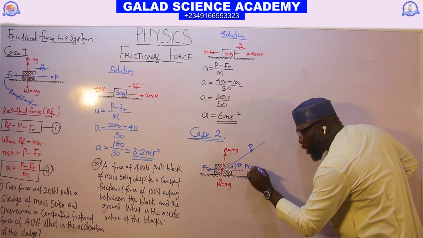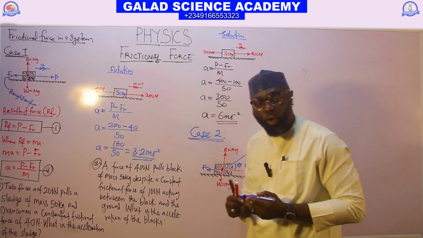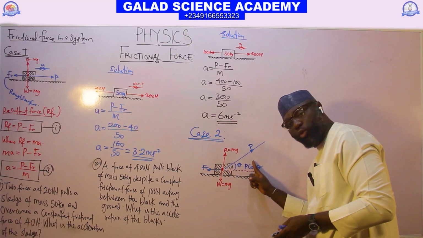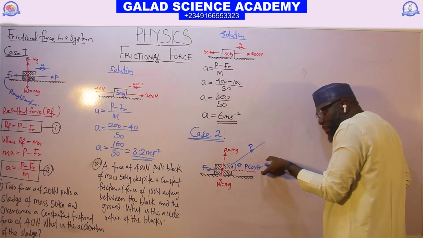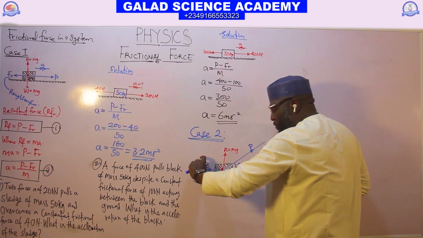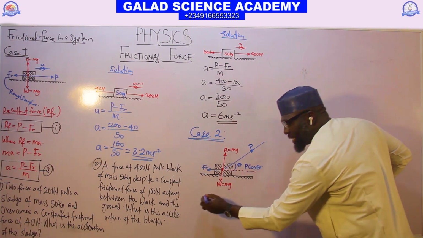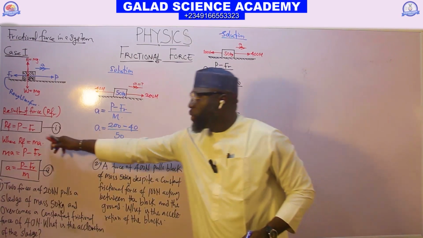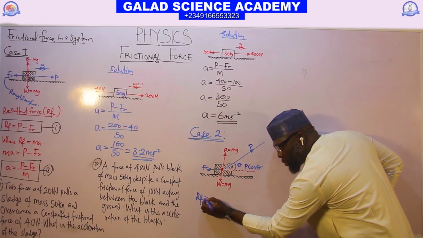So by the time we are resolving this P, it will give us P cos theta. Check it under the relation of vectors. Whenever you are resolving for the horizontal axis, you have cos theta, P cos theta. So this P cos theta serves as our applied force. This is the frictional force. So from this, we can determine our resultant force, which is P minus Fr.